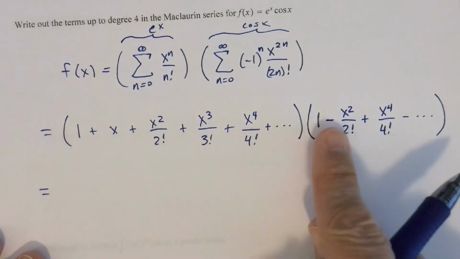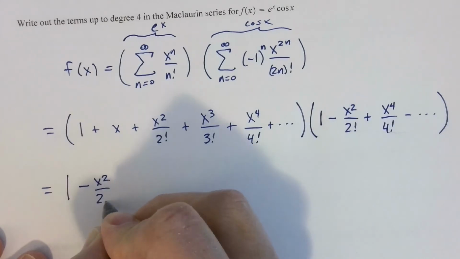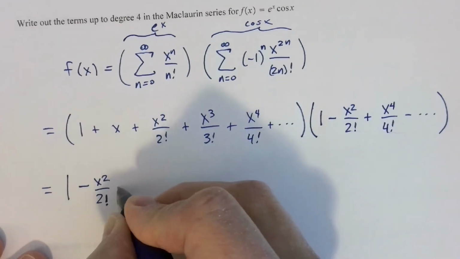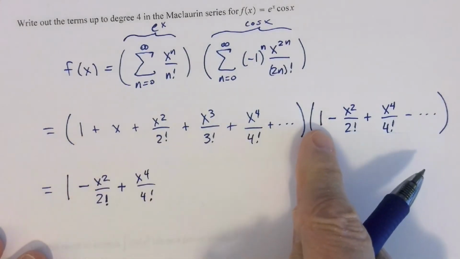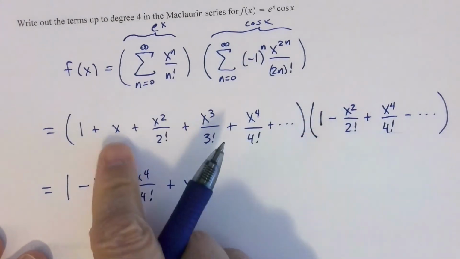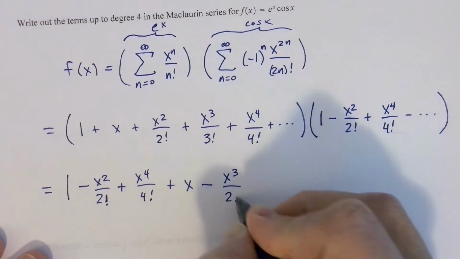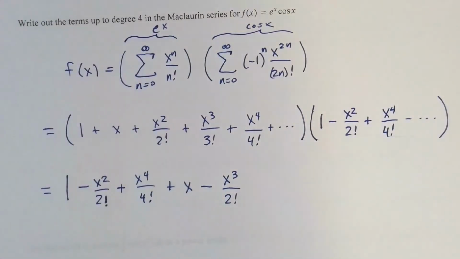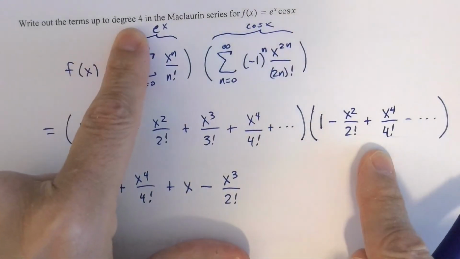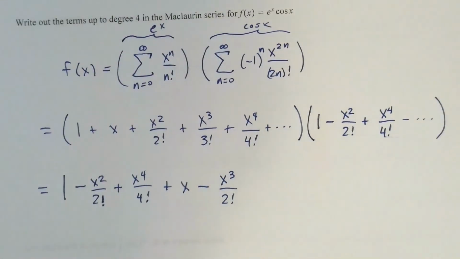So first of all, 1 times each of these gives me each of these: 1 minus x squared over 2 factorial plus x to the 4th over 4 factorial. Then I multiply x times each of these. X times 1 is x. X times negative x squared over 2 factorial is negative x cubed over 2 factorial. X times x to the 4th is x to the 5th. If I'm doing the entire Maclaurin series for e to the x cosine of x, I would want to include that. But here we're saying only up to degree 4, so we're not going to include that product because it's going to be degree 5, more than degree 4.